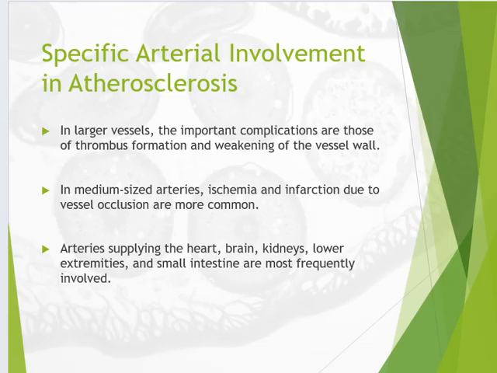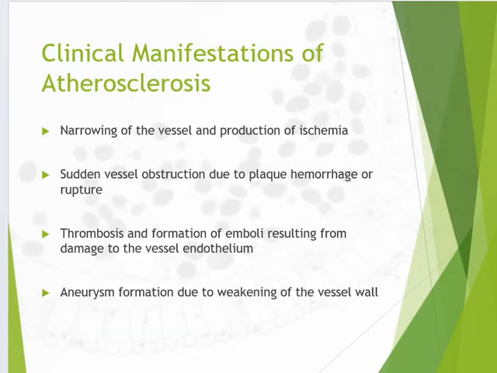And the most vulnerable organs that are affected by atherosclerosis are things like the heart, the brain, the kidneys, lower extremities, and the small intestines. Those are the most frequently involved organs with arterial involvement of atherosclerosis. So clinical manifestations of atherosclerosis: this causes narrowing of the vessel and production of ischemia at the target organ that blood vessel is feeding.